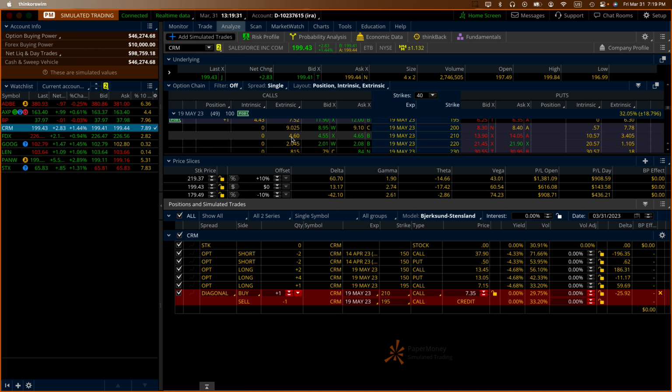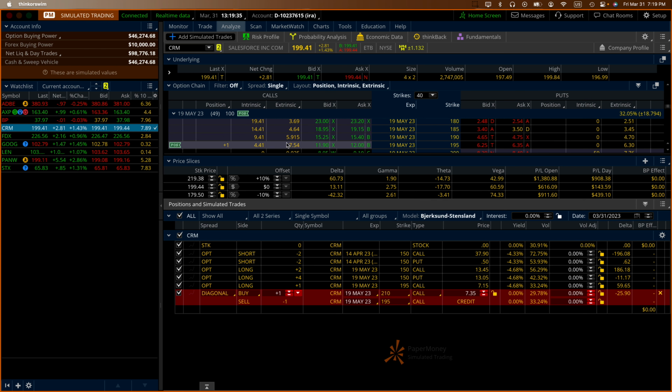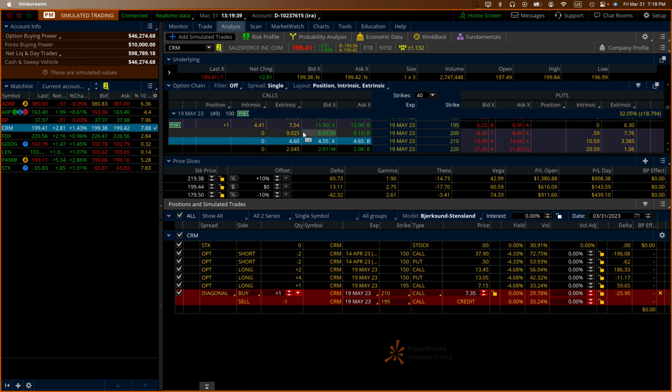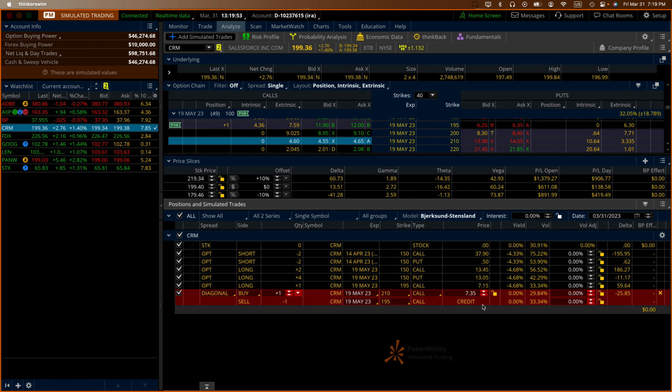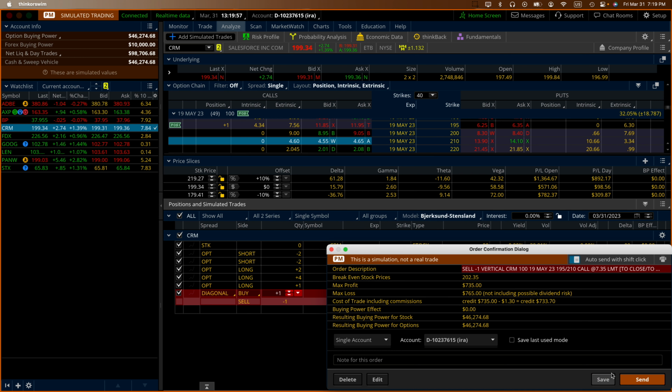Here, the extrinsic value is $4, but the one that I'm selling is $7.50 of extrinsic value. So I'm getting quite a bit. Okay, so I think I'm going to leave it. I'm going to buy the 210. It's kind of far away from where we are right now, but who knows? Okay, so confirm and send.